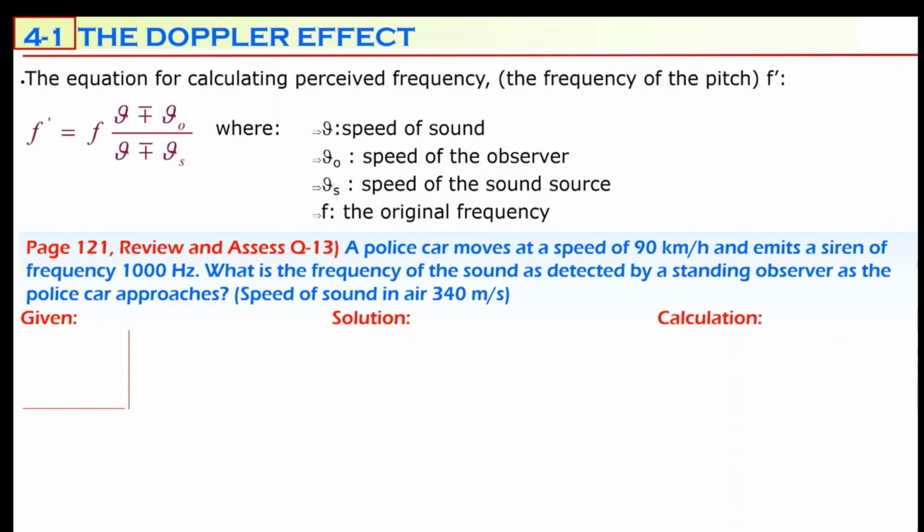And then the source is the police car. The source is moving at a speed of 90 km per hour, V source. Let's record it. Source, 90 km per hour. Okay, let me change the color of the pen to dark. And it emits a siren of 1000 Hz, original frequency F.